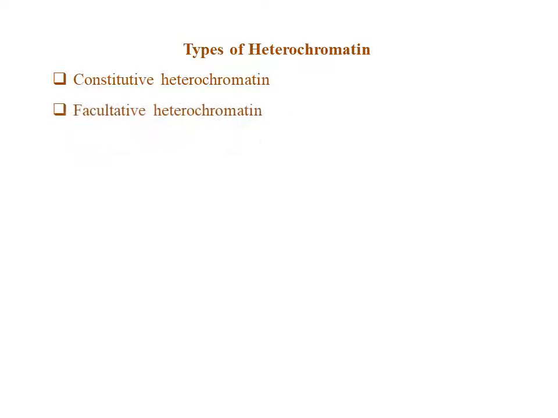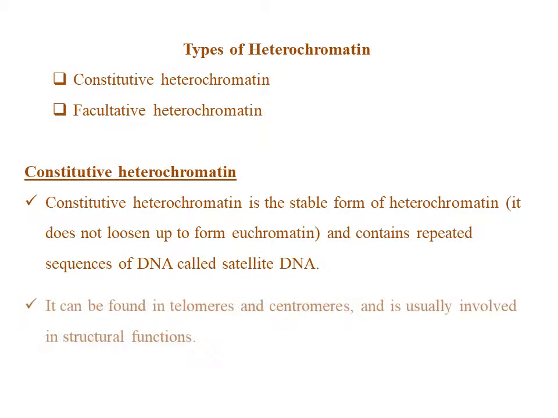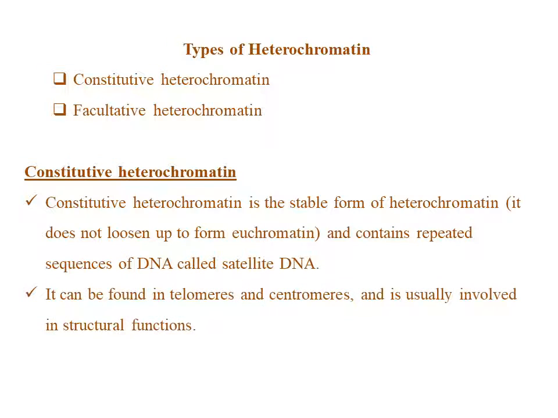The types of heterochromatin. There are two types of heterochromatin. One is the constitutive heterochromatin, another one is the facultative heterochromatin. The constitutive heterochromatin is a stable form of heterochromatin because it does not loosen up to form the euchromatin, and it also contains repeated sequences of DNA called satellite DNA. It can be found in the telomeres as well as in the centromeres and is usually involved in structural function.